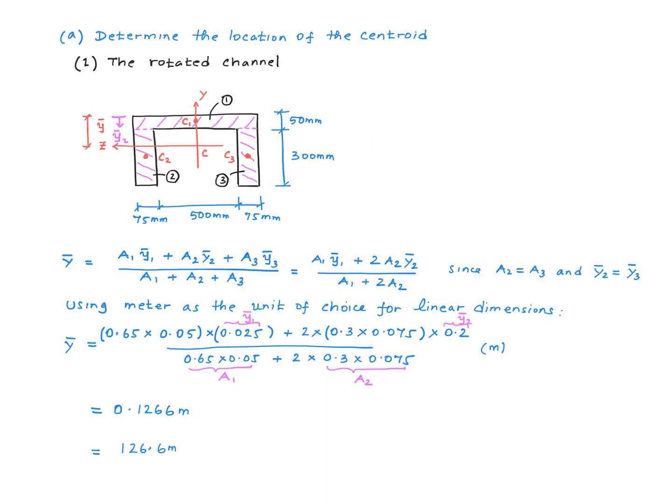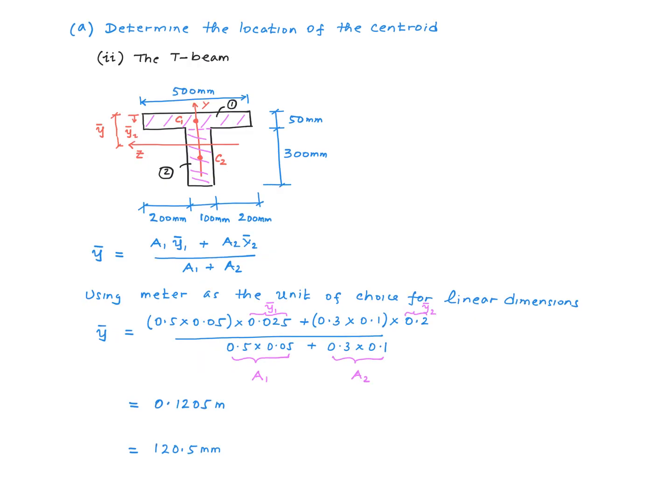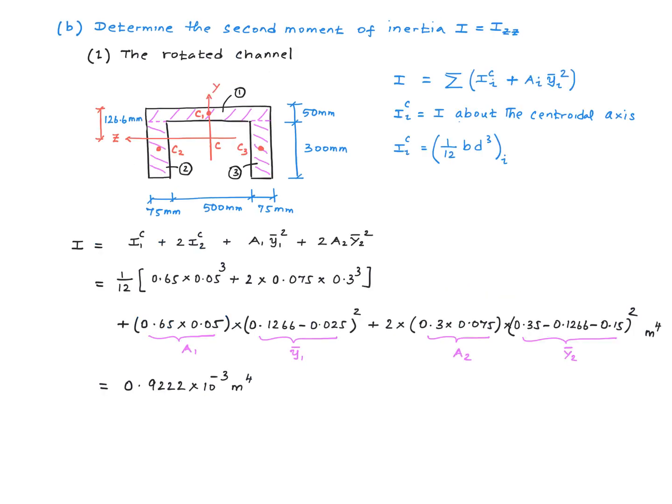Here are the details of the calculation of the location of the centroid y bar for this rotated C channel. The approach taken here is the approach of the composite sections. So I'll let you follow through. Y bar is calculated to be 126.6 millimeters. Here are the details for the calculation of y bar for the T-beam. Y bar is calculated to be 120.5 millimeters.